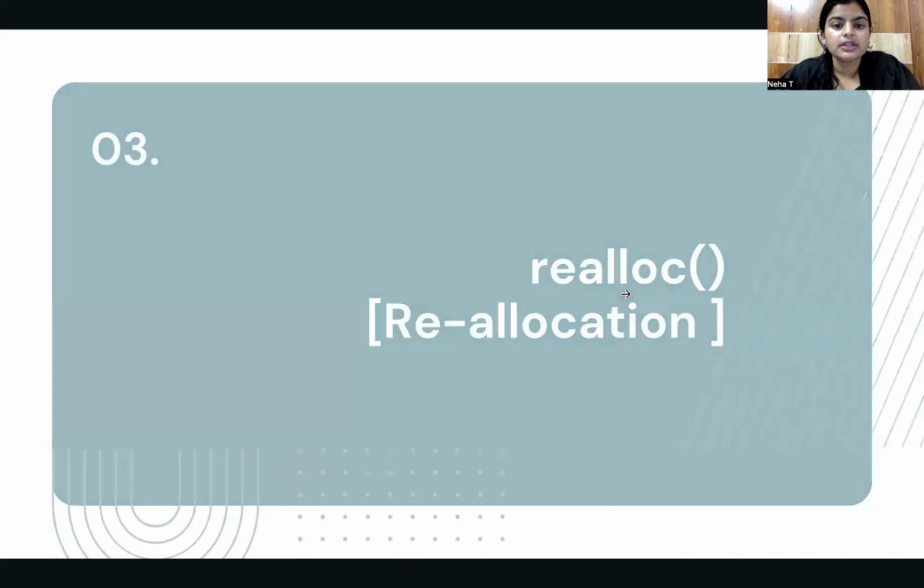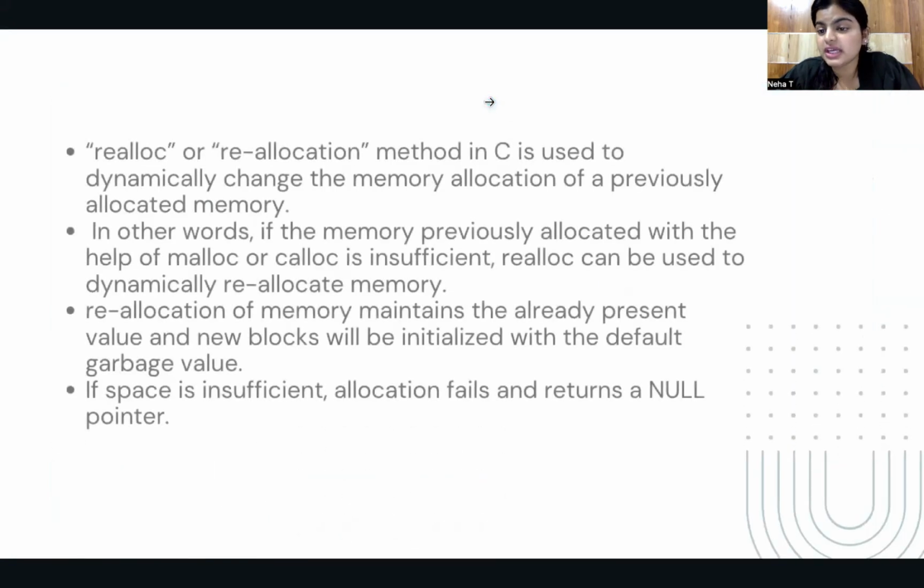Reallocation. Coming to realloc, realloc is used only when we have to reallocate the memory that we've already assigned using the malloc and calloc functions. So the realloc or reallocation method in C is used to dynamically change the memory allocation of a previously allocated memory. Since previously allocated memory is done using either calloc or malloc, this can be changed using realloc. If we ever feel like this size should be increased or decreased, we can use the realloc function. So in other words, if the memory previously allocated with the help of calloc or malloc is insufficient, realloc can be used to dynamically reallocate the memory.